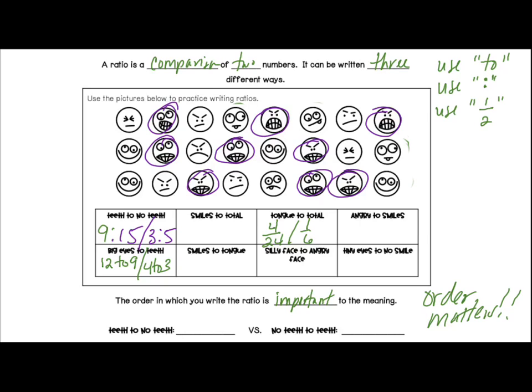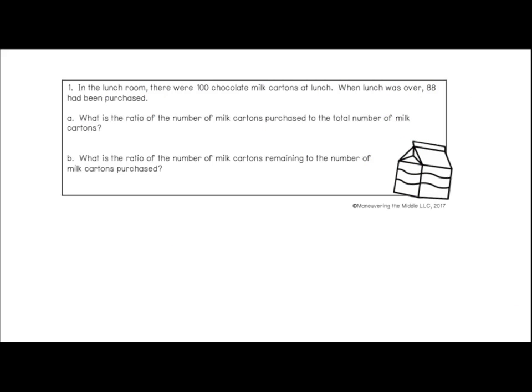Order matters. If the problem is asking you for teeth to no teeth, you would say that it's 3 to 5. If it's no teeth to teeth, it would be 5 to 3. Order matters. You've got to keep them in the right order. All right, so let's look at a word problem with this situation.